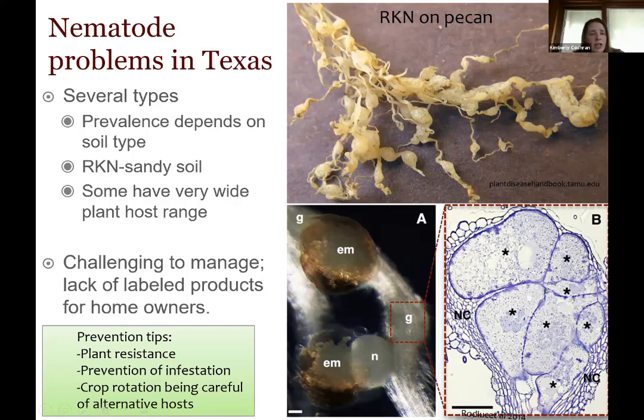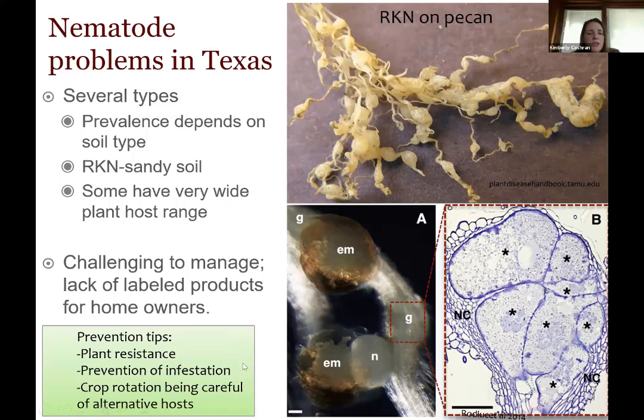Generally, nematodes are very challenging to manage because there's a lack of products that homeowners can use, and nowadays even a lack of products for commercial producers to use. So we really focus heavily on prevention for nematodes, and that includes plant resistance for your replants next year. So if you know you've had a problem with nematodes, it's really important to be on the lookout for some resistant varieties for next year.